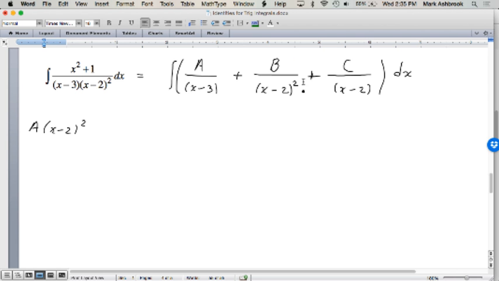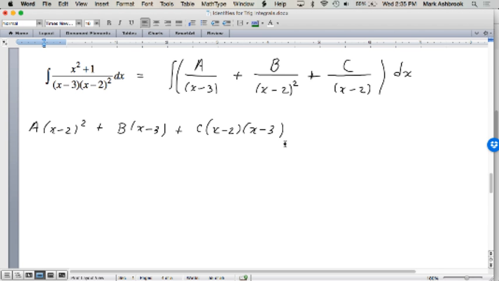What do I need to multiply top and bottom by on this one to get the common denominator? Just x minus 3. And then what about this one? So I've got one x minus 2, and I'm trying to get what? X minus 3 times x minus 2 squared. So what am I going to multiply top and bottom by on this? We're going to need one more x minus 2, and also an x minus 3.